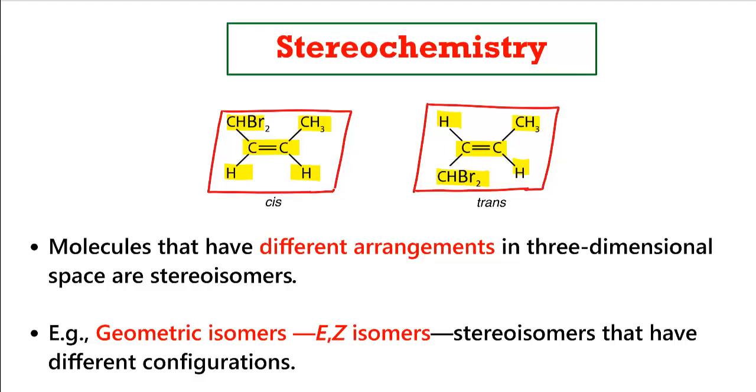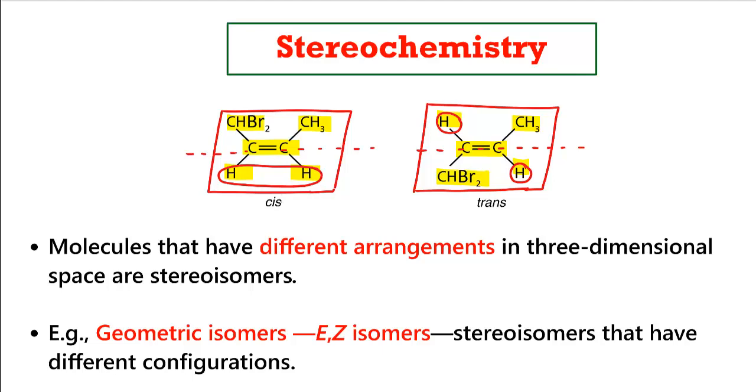The main difference is in the placement of the hydrogen atoms. You see in this molecule, these two hydrogen atoms are on the same side of the double bond. So this is your double bond line, so same side of the double bond. But in this molecule, these two hydrogen atoms are on opposite sides of the double bond. So they have different arrangements in space. Such kinds of molecules are called stereoisomers.